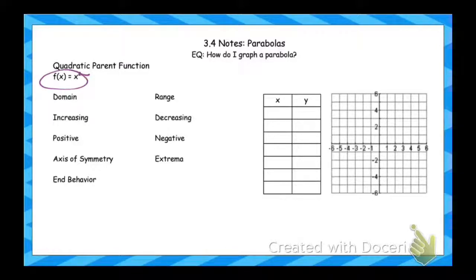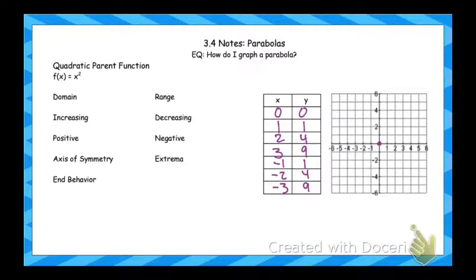So the quadratic parent function is f of x equals x squared. So if I'm going to figure out what this graph looks like, if you don't remember, we'll plot some points. If I plug in 0 for x, 0 squared is 0. If I plug in 1, 1 squared is 1. 2 squared is 4, 3 squared is 9. If I plug in negative numbers, squared will give me positive. Negative 2 squared would be 4, negative 3 squared would be 9.